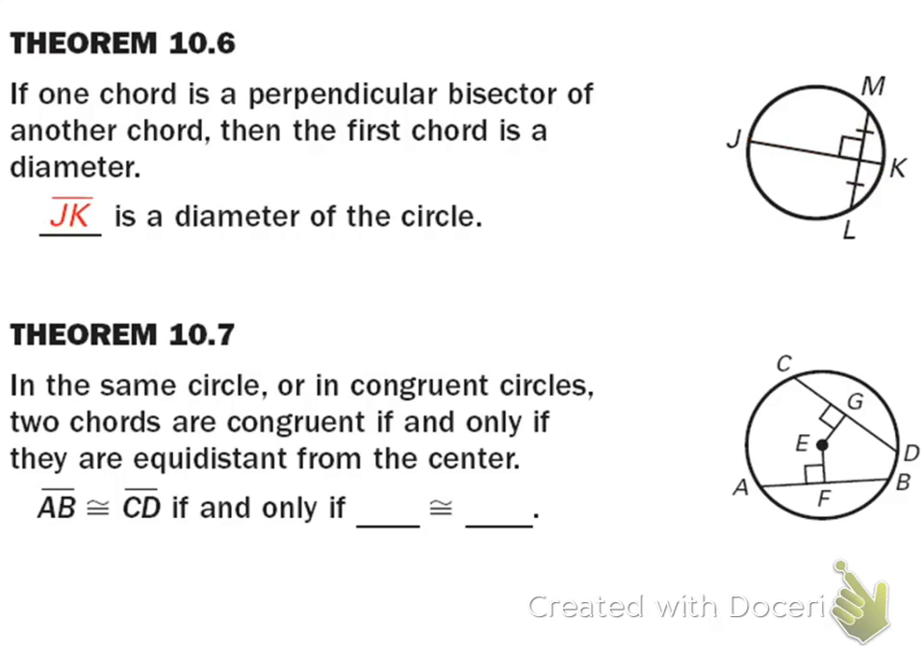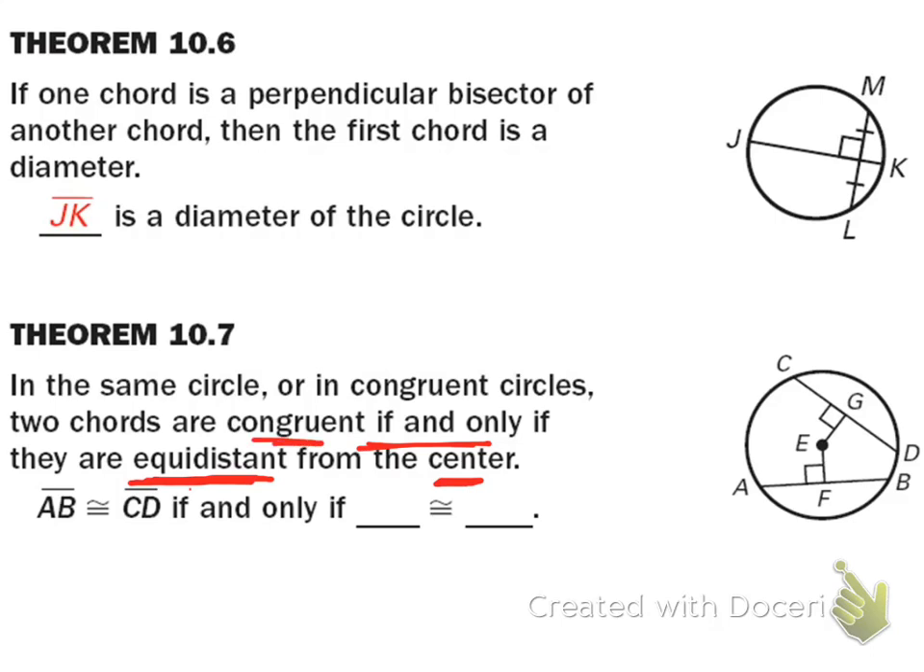And I believe this is our last one. In the same circle, or in congruent circles, two chords are congruent. Again, we have this if and only if statement, meaning it's true forwards and backwards. Two chords are congruent if and only if they are equidistant from the center. Remember, this word equidistant means the same distance. So if two chords are the same distance from the center, then they are congruent.